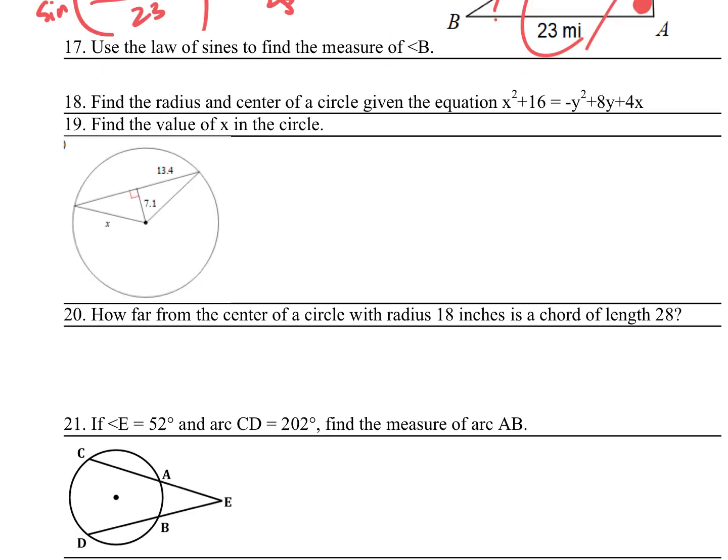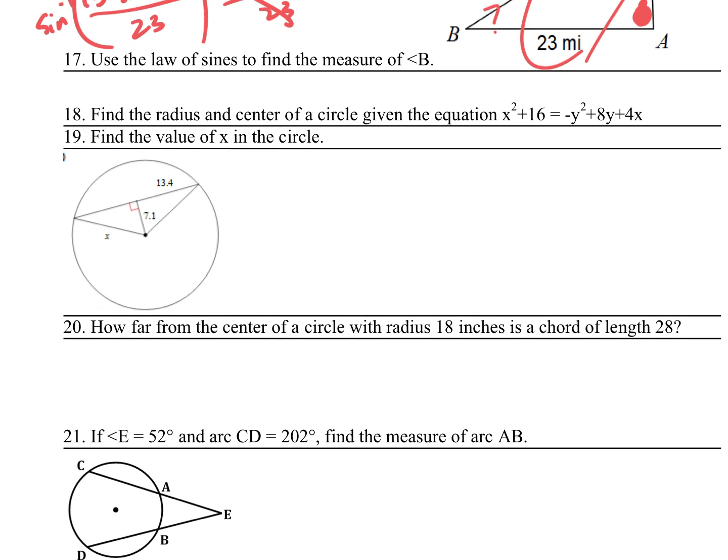All right, next one, we're finding the radius and center of a circle, and we have to complete the square. So I'm going to move all the variables to the left, and all of the other numbers are going to stay on the right. So I'm going to make this x squared minus 4x plus blank plus y squared minus 8y plus blank equals negative 16. I'm going to fill in my blank with half of the middle number squared. So that would be 2 squared, which would be 4. Over here it's 4 squared, which is 16. So I'm going to add those to the other side.